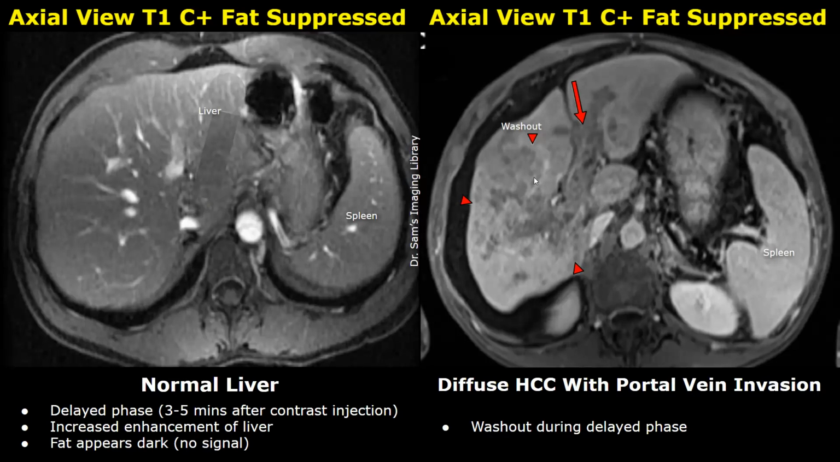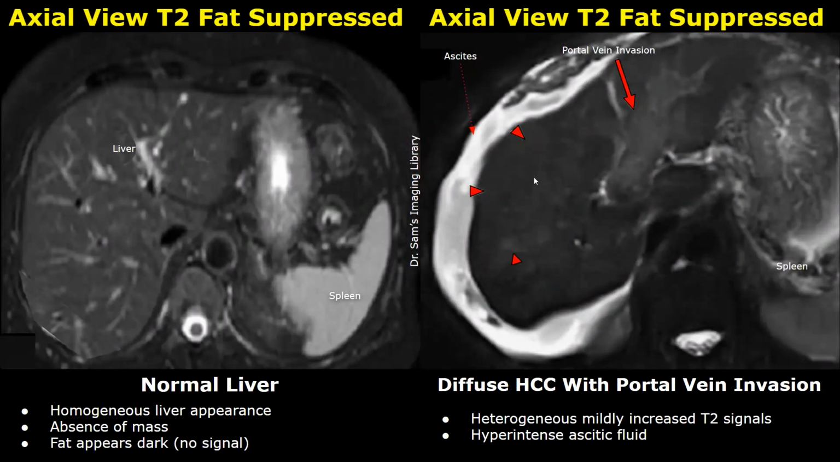This is a T2 fat suppressed image of the liver. The diffuse hepatocellular carcinoma shows some hyperintense areas in T2 imaging. High signal is also received from the portal vein, so it suggests portal vein invasion. This hyperintense area is fluid. This is ascitic fluid.